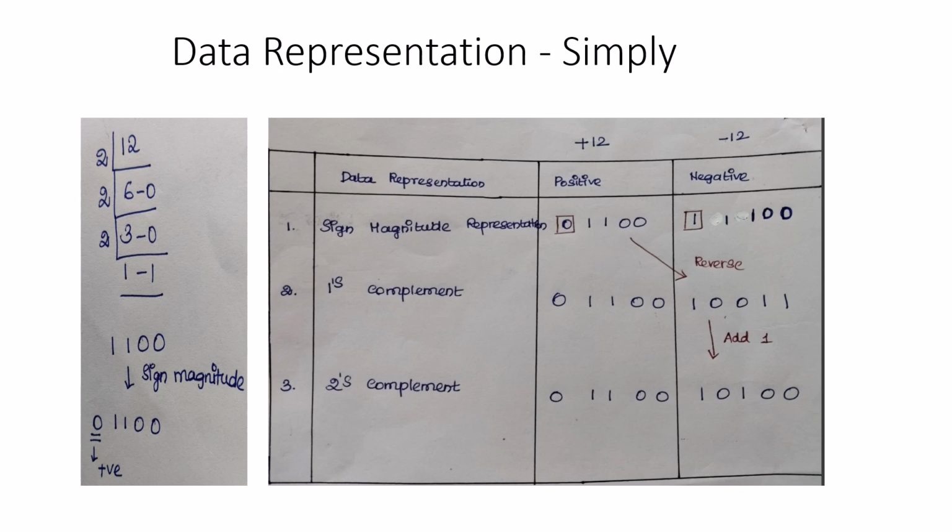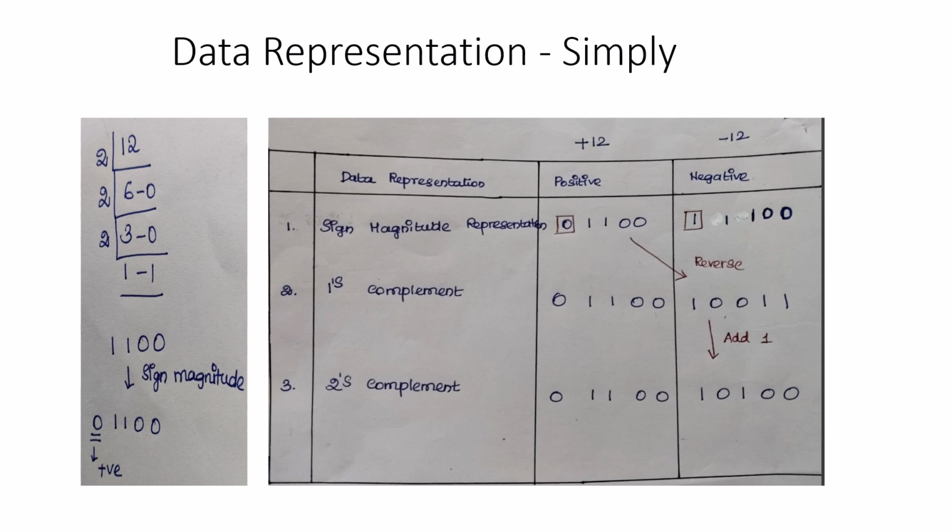If you want to represent that 12 in sign magnitude representation, we just append a 0 in front of it. If it is 0, it indicates a positive 12. If it is negative 12, the sign bit is 1. So according to the sign magnitude representation, we write the binary of that number, and in the most significant bit we append 0 if it is positive or 1 if it is negative. So how to convert that into 1's complement?